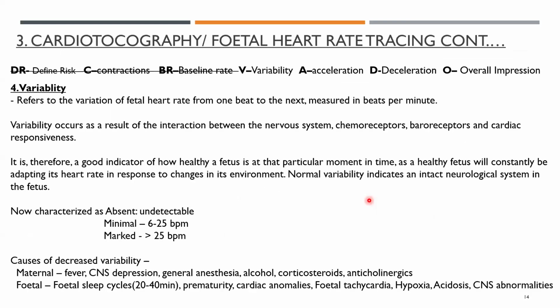The next thing, V, for variability. Variability is in the name. What is variability? It refers to the variation of the fetal heart rate from one beat to the next, and it is measured in beats per minute. Why does it happen? It occurs because of an interaction between the nervous system, chemoreceptors, baroreceptors, and the cardiac responsiveness.